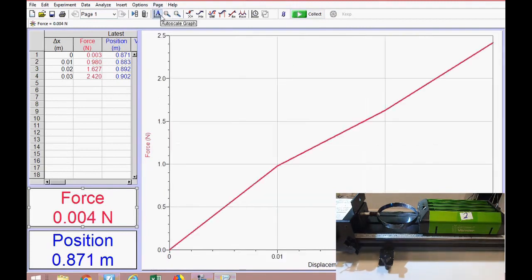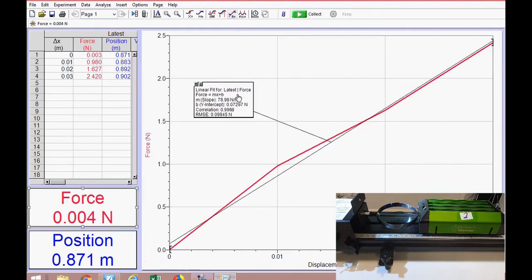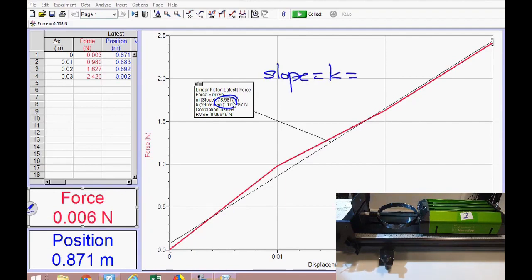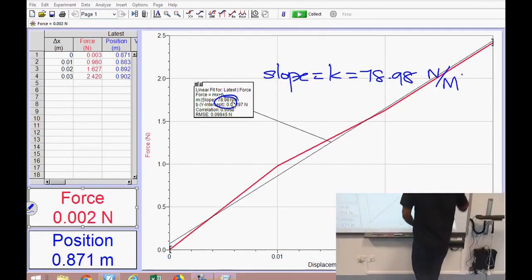It is in a small scale, so I'm going to auto scale it. While I auto scale, I'm supposed to get a straight line, but it is okay. We have a small bend here. Now you see, I'm going to find the slope of this line. The slope of the line will definitely represent the spring constant. Now we can see that the spring constant is 78.98. That means the slope is K, the spring constant, and the spring constant is 78.98 Newton per meter.